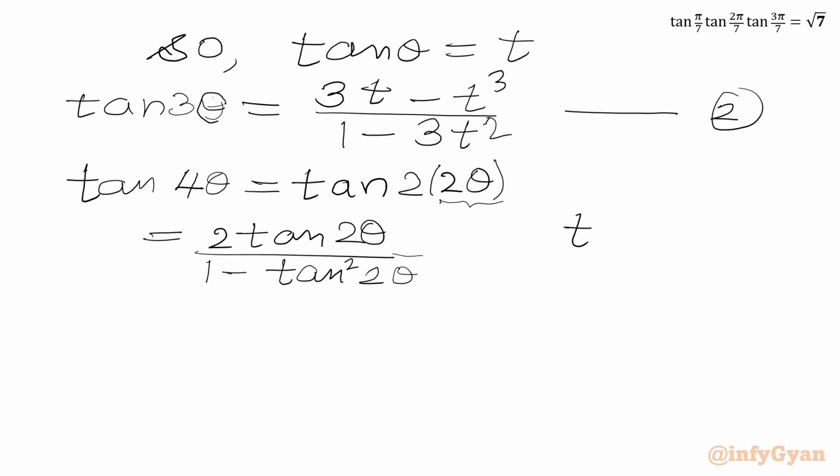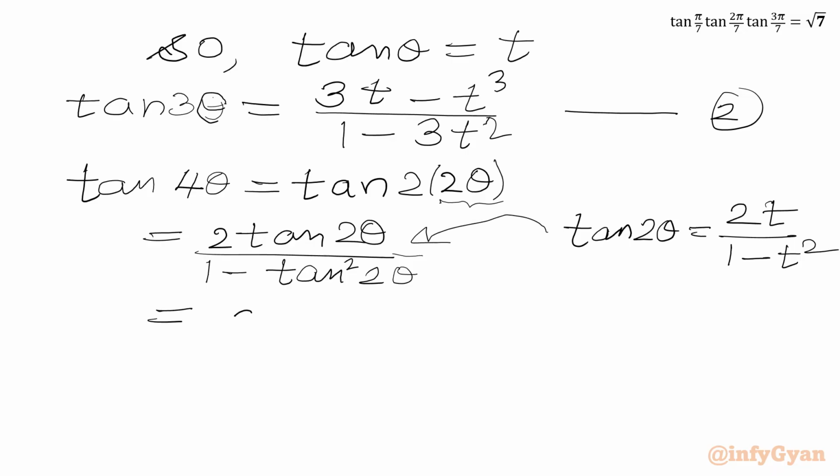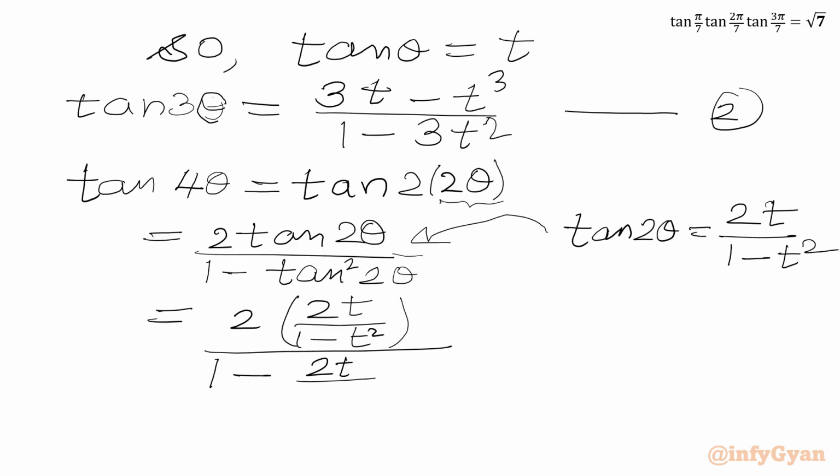Now we will calculate tan 2 theta separately. I can write 2 tan theta over 1 minus tan square theta, so 2t over 1 minus t square, which we are applying here. So I can write 2 times tan 2 theta, so 2t over 1 minus t square, over 1 minus tan square, so 2t over 1 minus t square and then whole square.